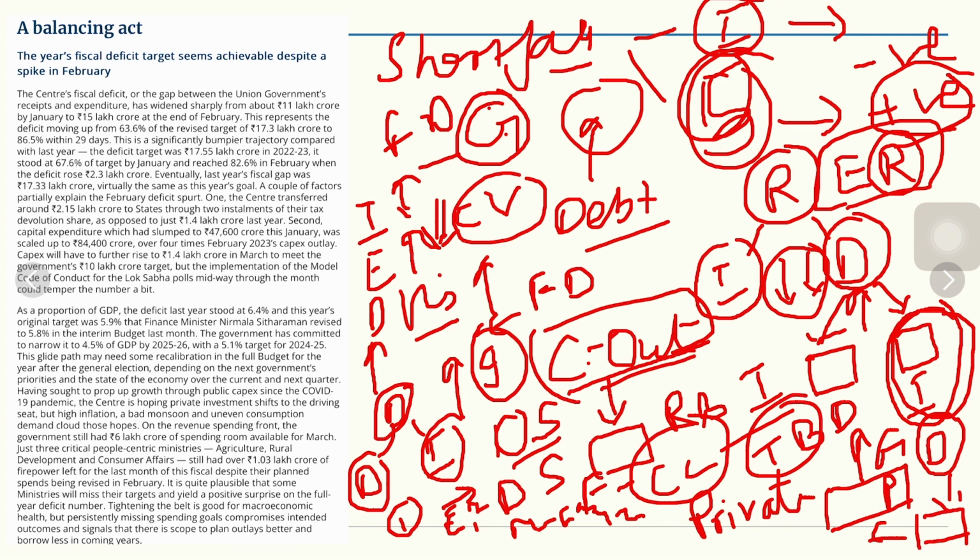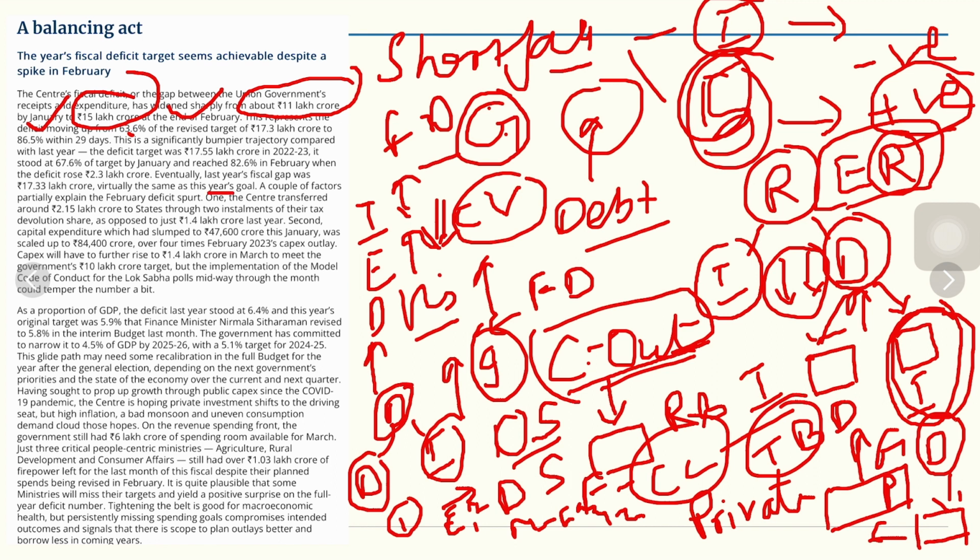Now we can look at some statistics. Government's receipt and expenditure has widened sharply from about 11 lakh crore rupees in January to close to 15 lakh crore rupees this time. And the deficit seems to be close to the revised target of 17.3 lakh crore rupees, and we have hit 86.5% within 29 days of February. So you can write what the reasons are.